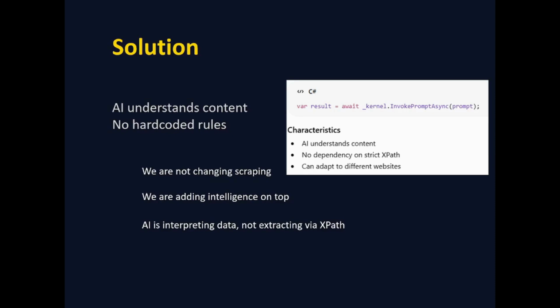The solution is that AI understands content, no hard-coded rules, right? Because everything is prompt based. There is no logic like XPath. We are not changing the scraping, we are adding intelligence on top. This line is the Semantic Kernel through which we are connecting this LLM. AI understands the content, no dependency on XPath, and it can adapt to different websites.